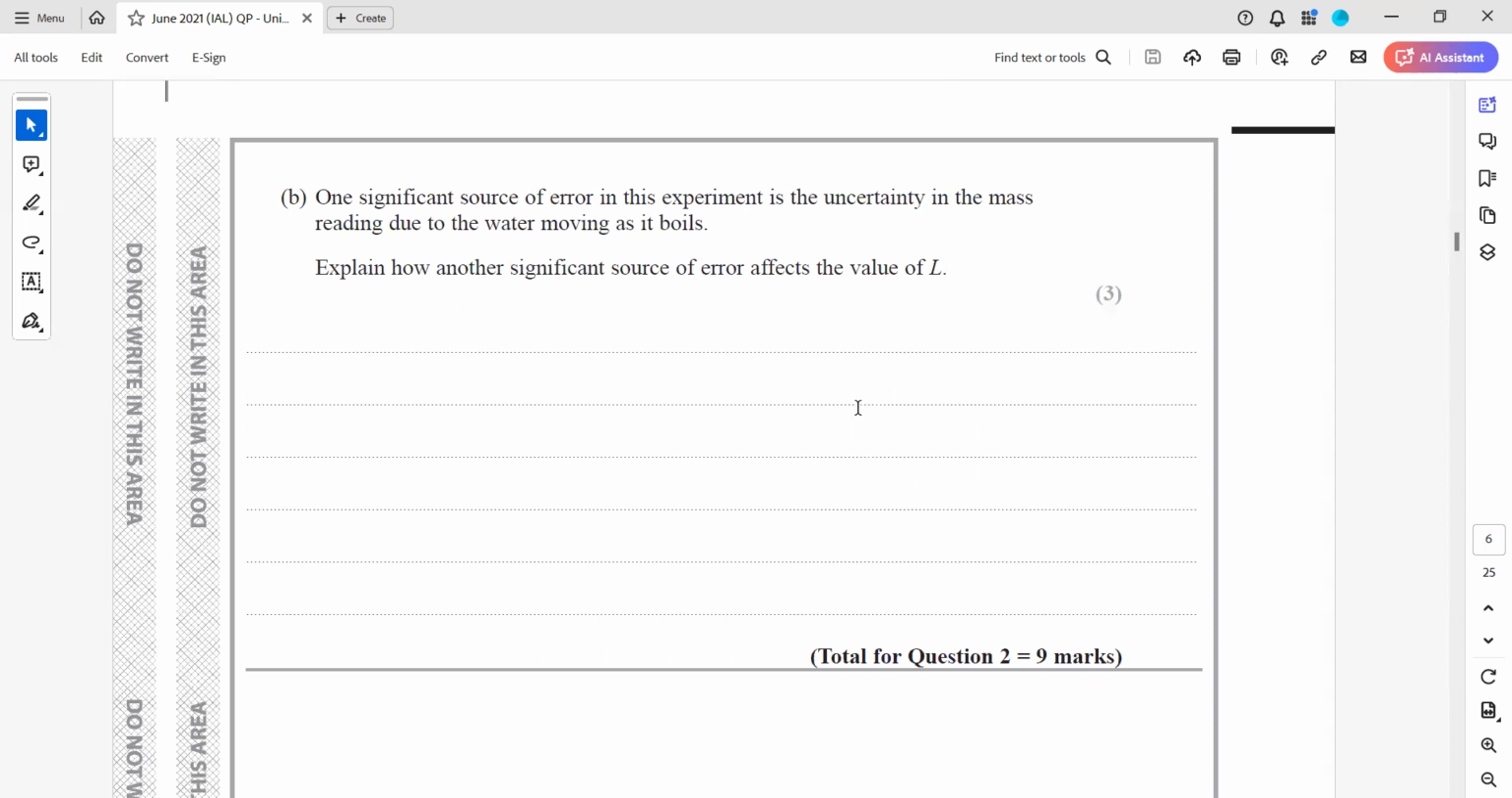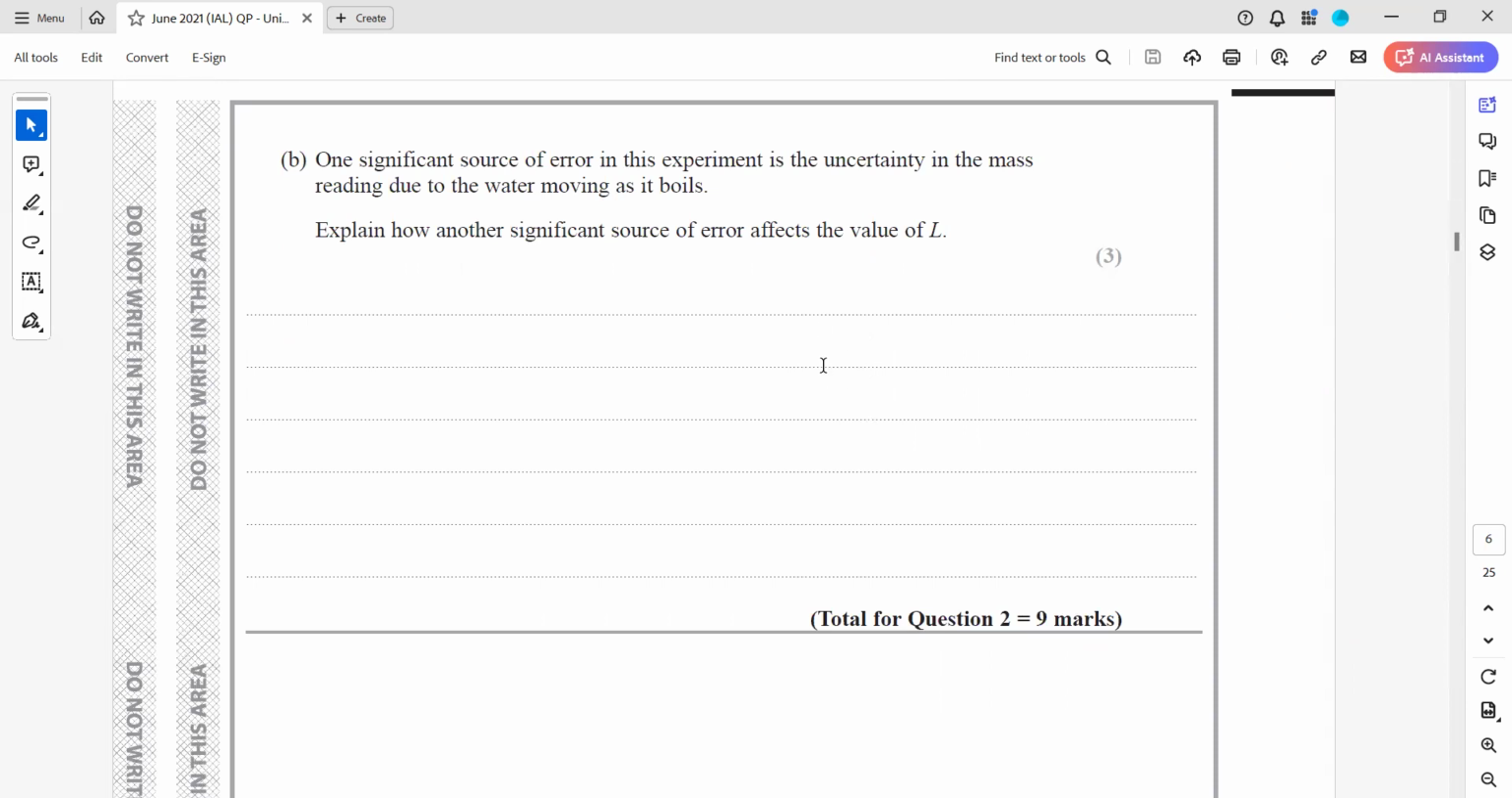Then one significant source of error in this experiment was uncertainty in the mass due to the water moving as it boils. How do other significant sources of error affect the latent heat? So one source of error: as we are boiling the water, it will produce a convection current, and that convection current can cause a change in the mass continuously.